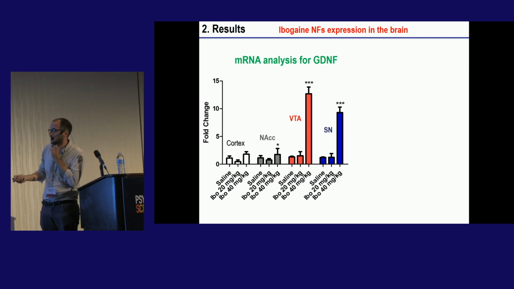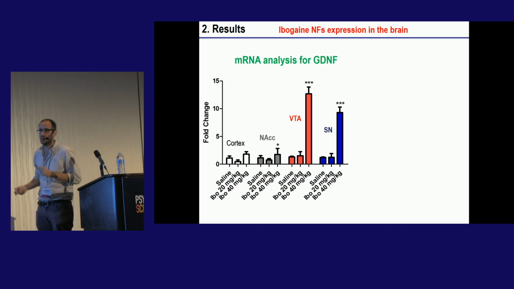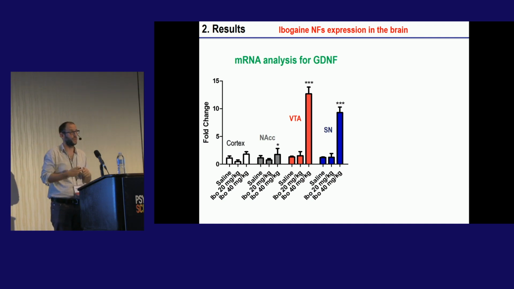What we see here is very differential things in the 20 and the 40 milligram per kilo doses. The 40 milligram per kilo is the dose that has been used for animal models to see all the anti-addiction properties. It's used in most of the papers. And we can see there that we see an increase of GDNF expression in the VTA for the 40 milligram per kilo dose. That is what was expected according to the literature.